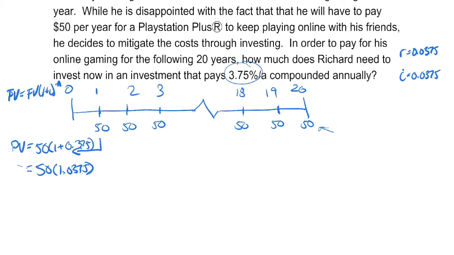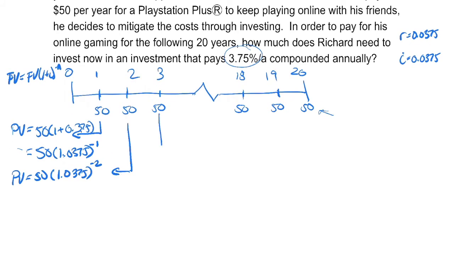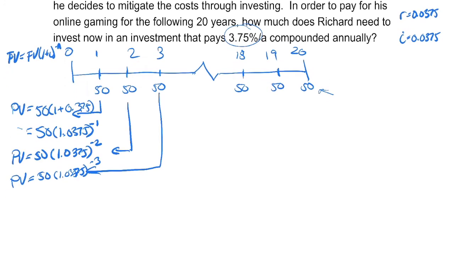So we kind of have to keep working backwards. In this case, present value is equal to $50 times 1.0375. We're going to have to wait 2 interest payments, so that's going to be to the power of negative 2. I forgot the exponent in the first one. And finally, the third one: the present value of the payment we need to make to get $50 3 years from now is 50 times 1.0375 to the power of negative 3. And we're going to see that this pattern continues.